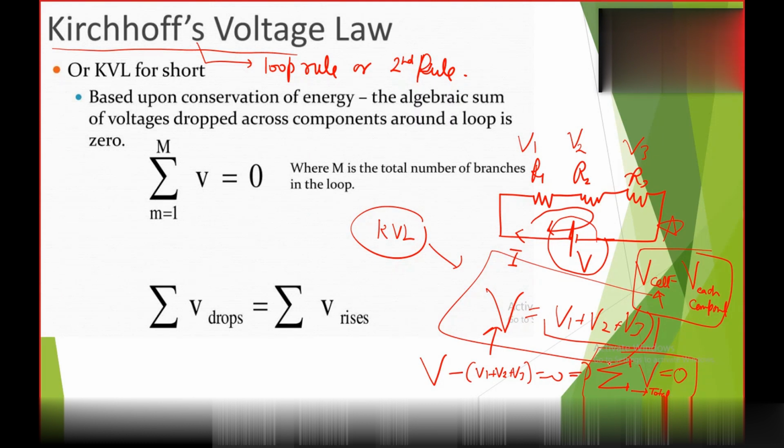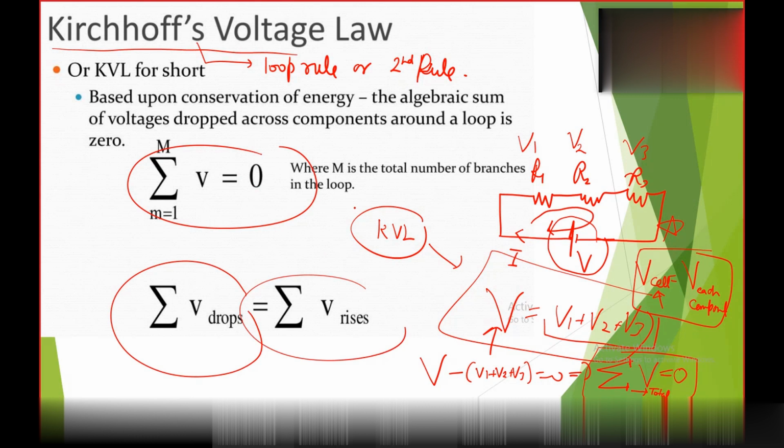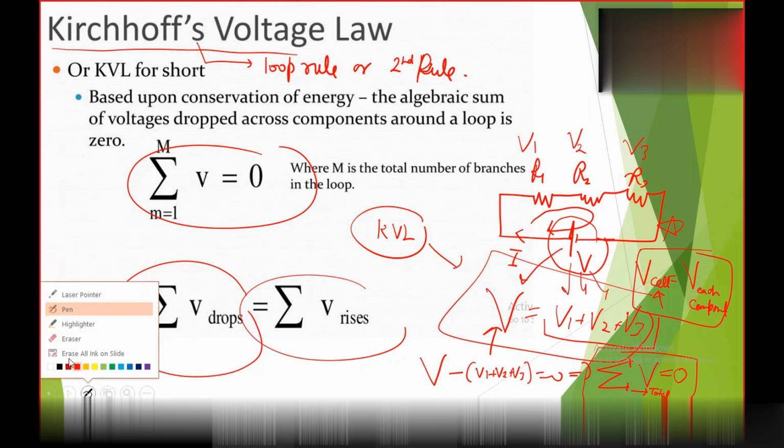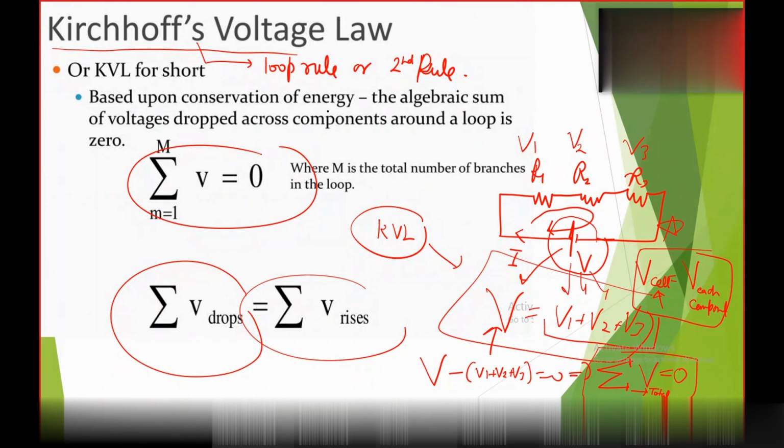So this is called Kirchhoff voltage law, that the summation of all the potential drops will be equal to 0, or potential drop will be equal to potential rises. कहने का मतलब ये है कि जितनी भी आपको बैटरी से पोटेंशियल मिलेगा, that will be equal to potential across each component. Now it is directly based on conservation of energy.